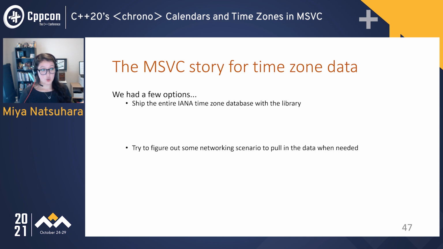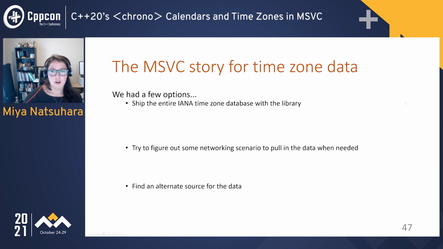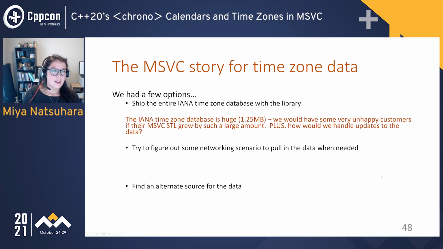We could try to figure out some kind of networking scenario to pull in that data when we need it. Or we could try to find an alternate source for the data here. So what we ended up doing was, okay, shipping the entire IANA time zone database, maybe not the best idea. First of all, it's huge. It's 1.25 megabytes, which is more than twice the size of the STL's DLL. We would have some very unhappy customers.